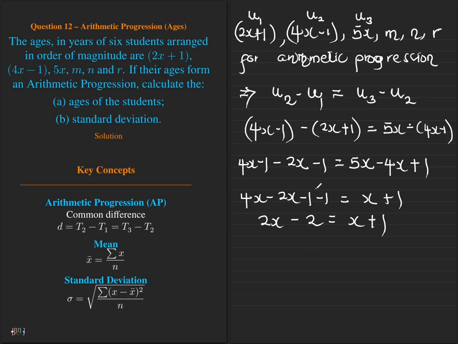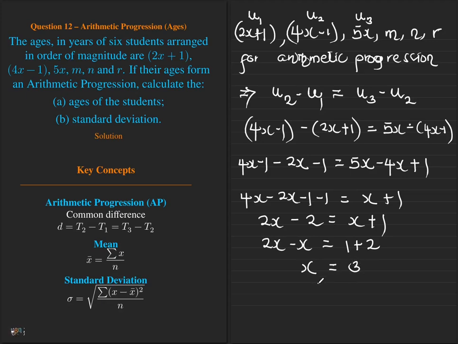We can move this x to the other side so that we have 2x minus x, which is equal to 1. Then this negative 2 moves to the other side as positive 2. And 2x minus x simply gives us an x. So we have x is equal to 3.